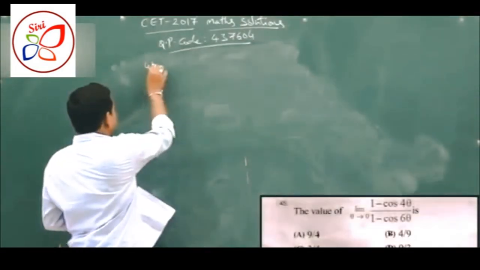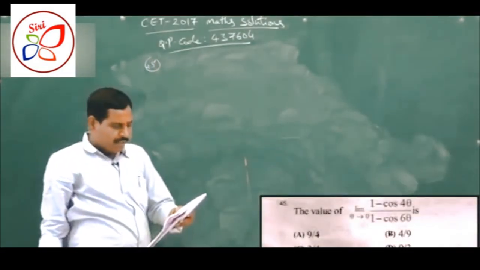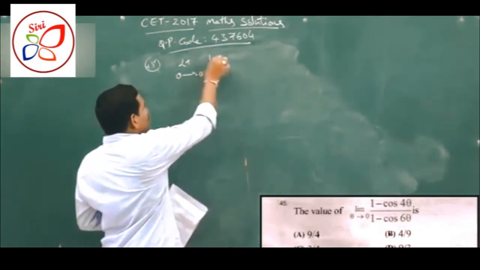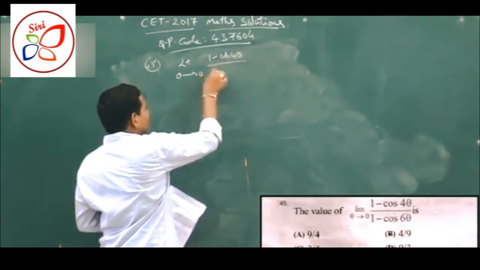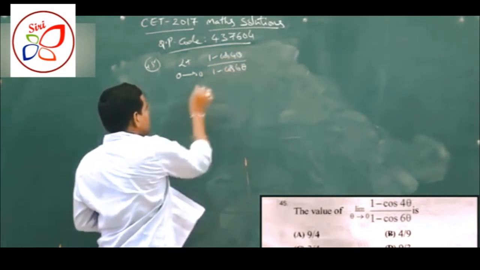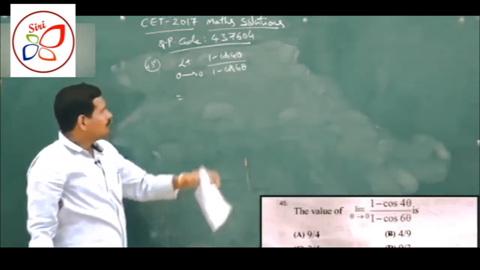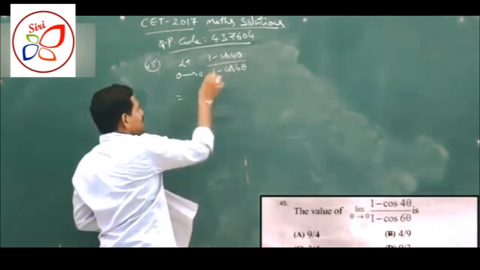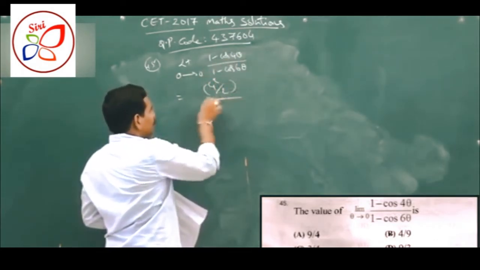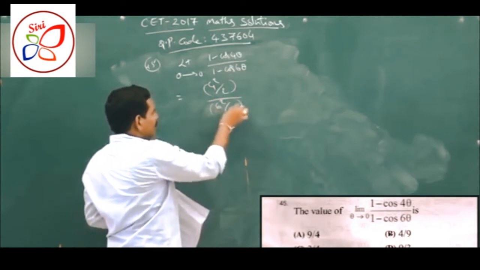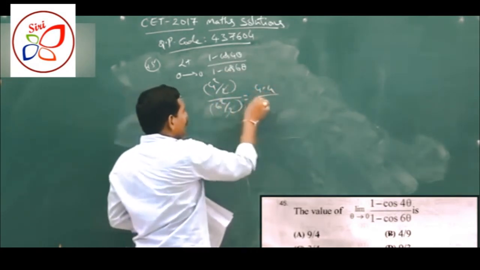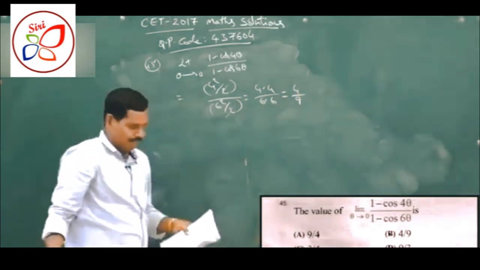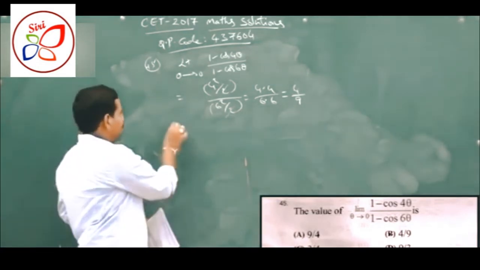Question number 45. This is from limits and continuity. Limit theta tends to 0, 1 minus cos 4 theta by 1 minus cos 6 theta. The replacement of 1 minus cos x when x tends to 0 is x square by 2. So here its value is 4 square by 2 by 6 square by 2, cancel 2. So 4 into 4, 6 into 6, cancel 2, 4 by 9. Option B.